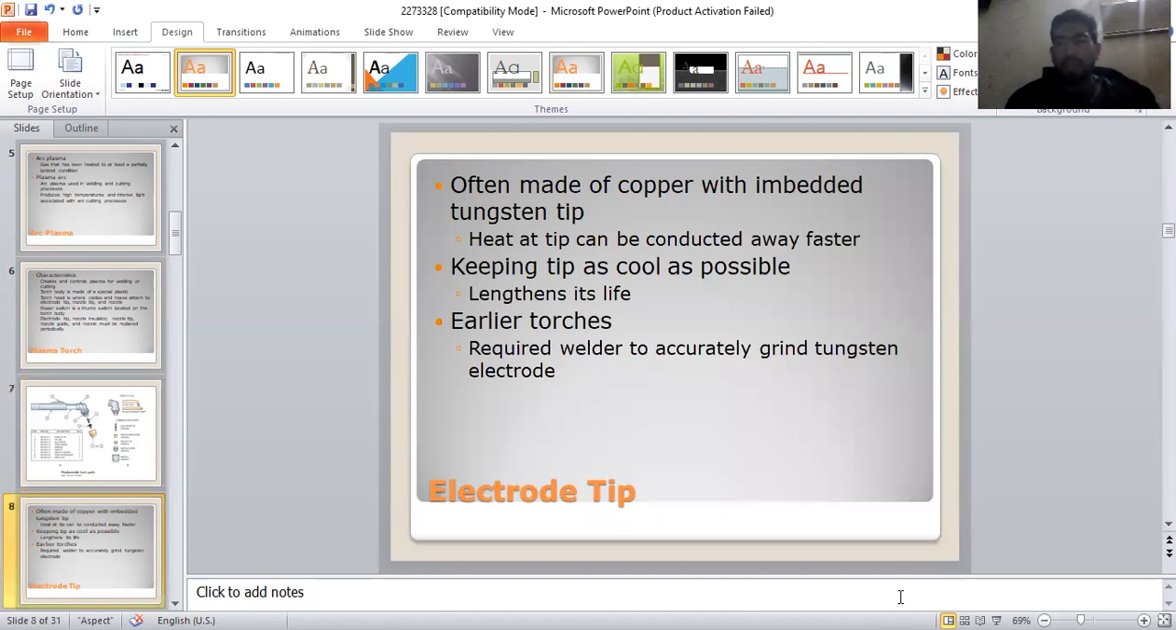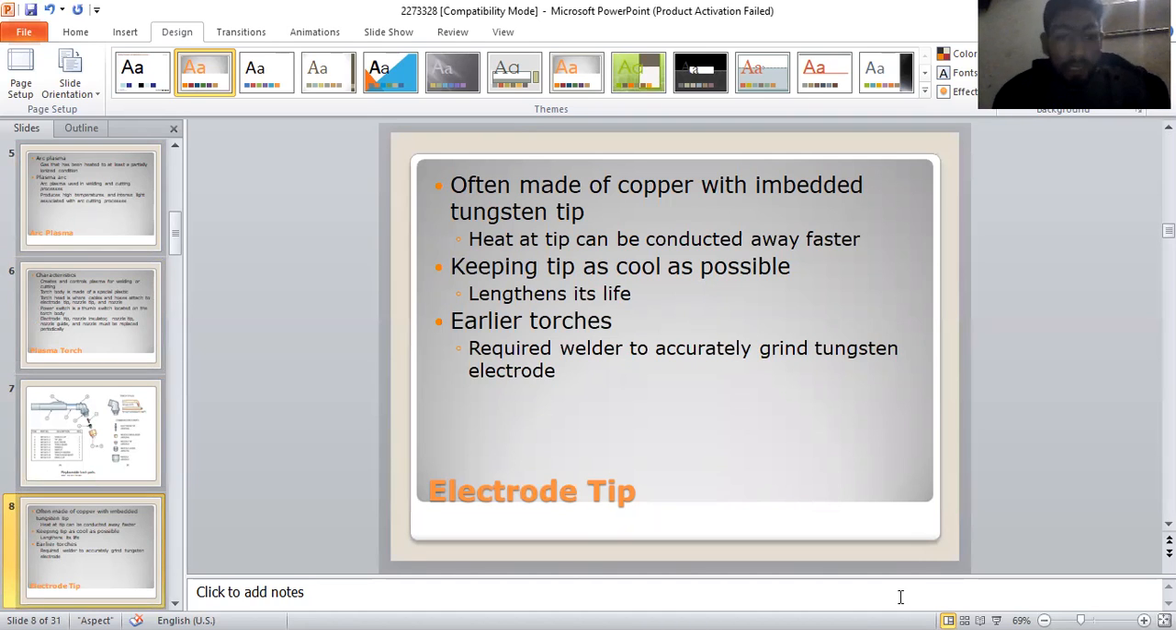So first of all, the electrode tip. What is the electrode tip? It is made of copper with an embedded tungsten tip, which conducts heat very fast. By keeping the tip as cool as possible, we can increase the length of its life. Earlier torches required the welder to accurately grind the tungsten electrode.